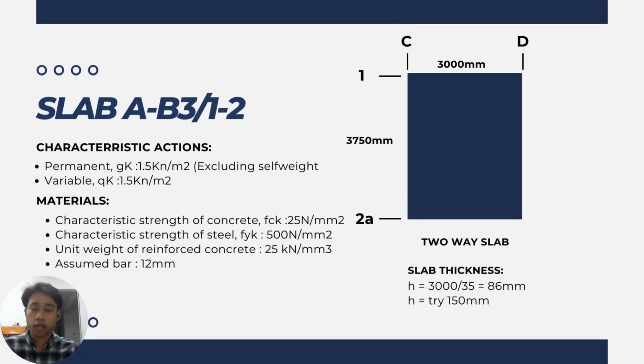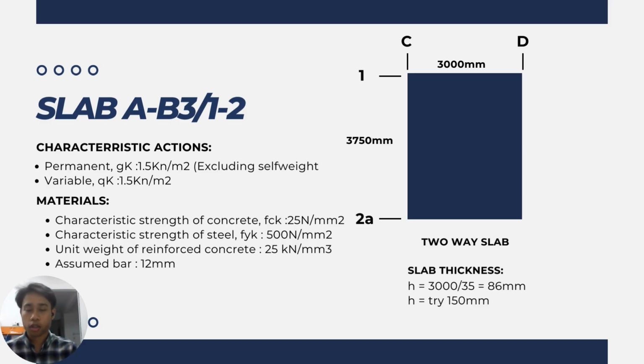This is our second slab. For the GK, we use 1.5 kN/m² excluding self weight. For the QK, 1.5 kN/m². Next, for the FCK, 25 N/mm². FYK, 500 N/mm². For the unit weight of concrete, 25 kN/m³.